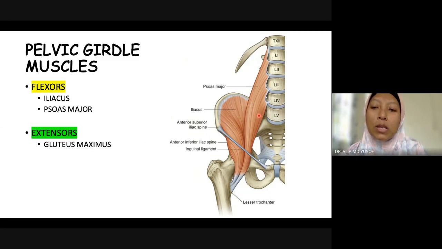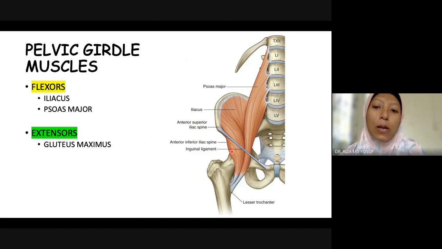Another flexor is the psoas major muscle. Psoas major muscle originates from the lumbar vertebrae. It also inserts itself at the same point as iliacus, that is at the lesser trochanter. Okay, after the inguinal line, that attach itself at the ASIS and to the pubic tubercle, these two fibers, the iliacus and the psoas major, they combine together to form iliopsoas muscle.